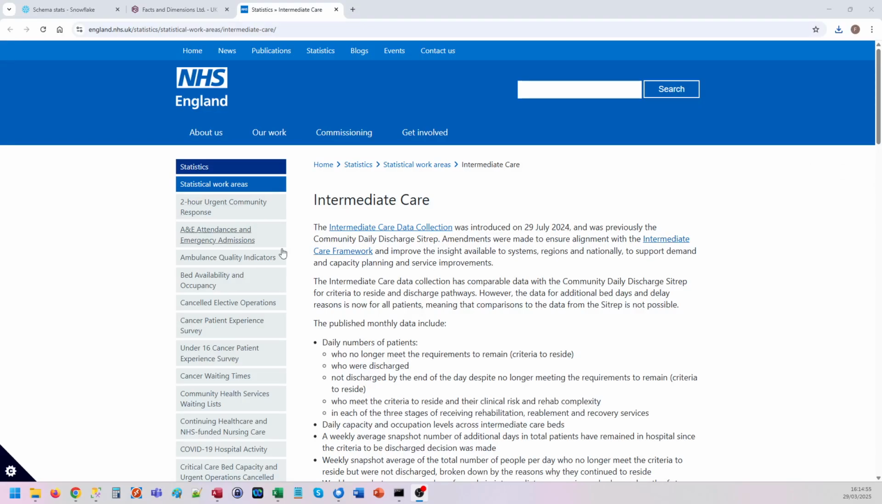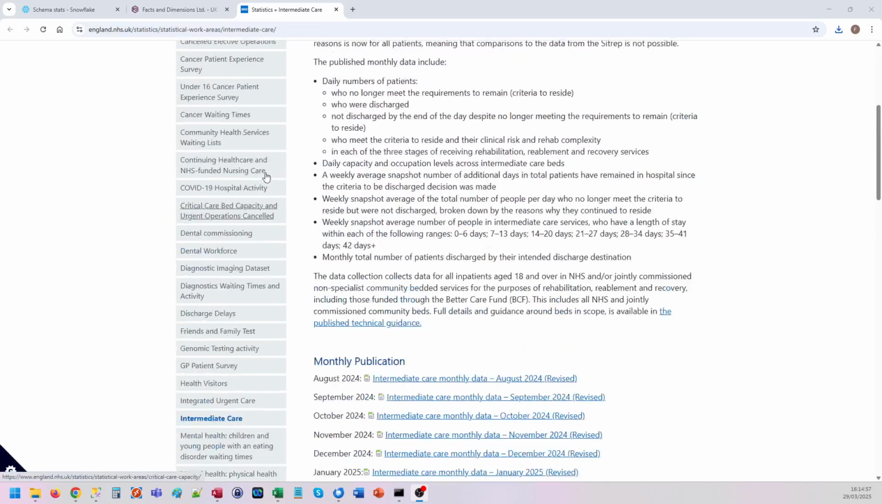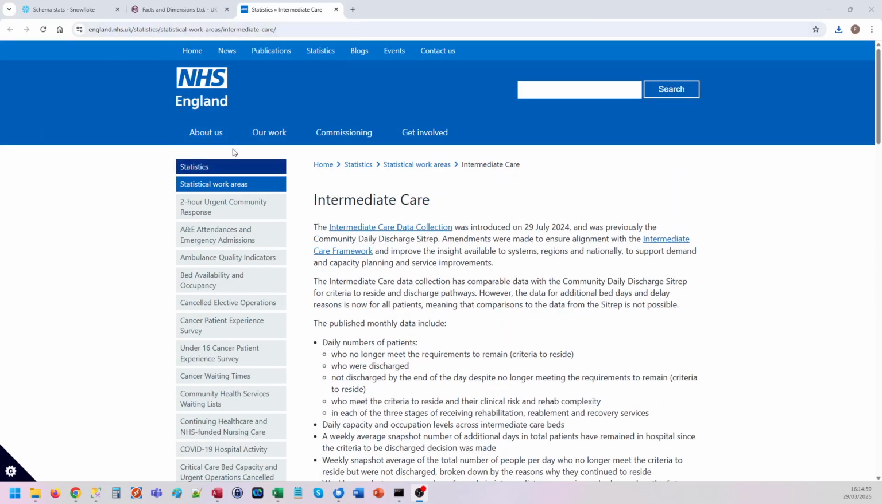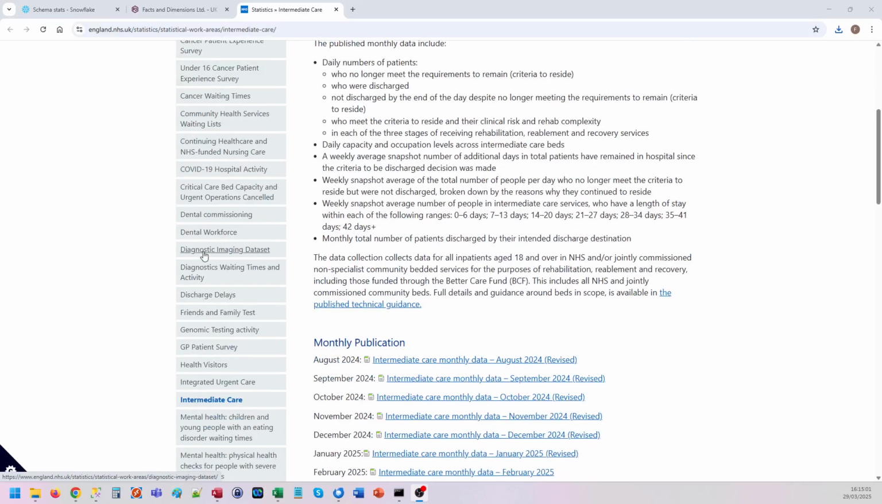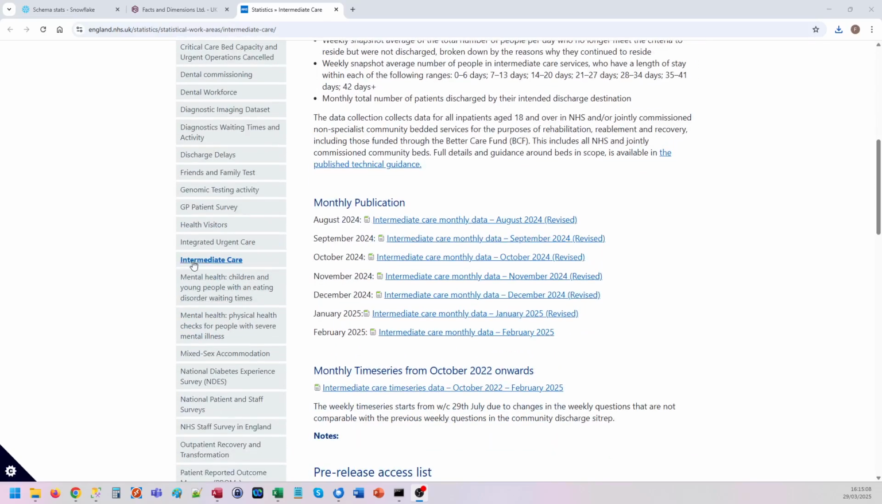This one's covering intermediate care. The NHS England Stats website has an awful lot of data in there. You can see the long list of categories on the side, and we've got nearly all of these already in. They often revise data, and when they do that, we update our data, and we also have the history if you're interested in that too.